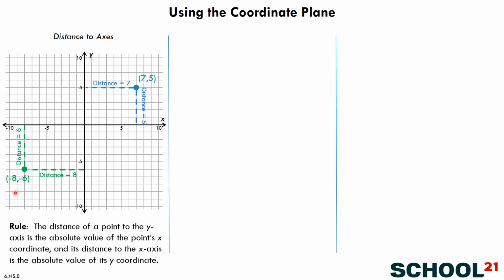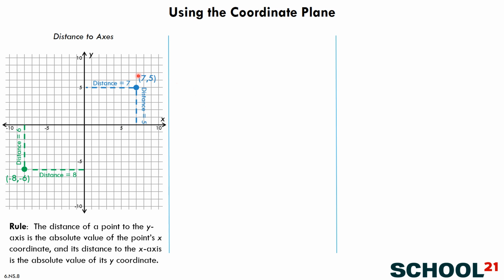So we can come up with a rule here. The distance of a point to the y-axis is the absolute value of the point's x-coordinate. So the distance to the y-axis, here it's 8, is the absolute value of the x-coordinate, which is -8. So that makes sense, right? Yeah. And then the opposite is true too. The distance to the x-axis is the absolute value of the y-coordinate. So the absolute value of -6 is 6. Make sense? Makes sense. Okay, good.